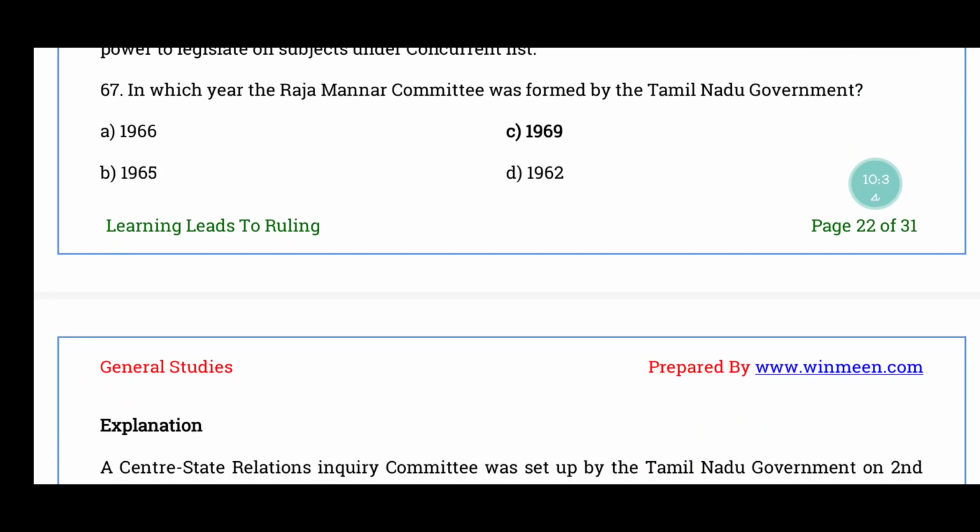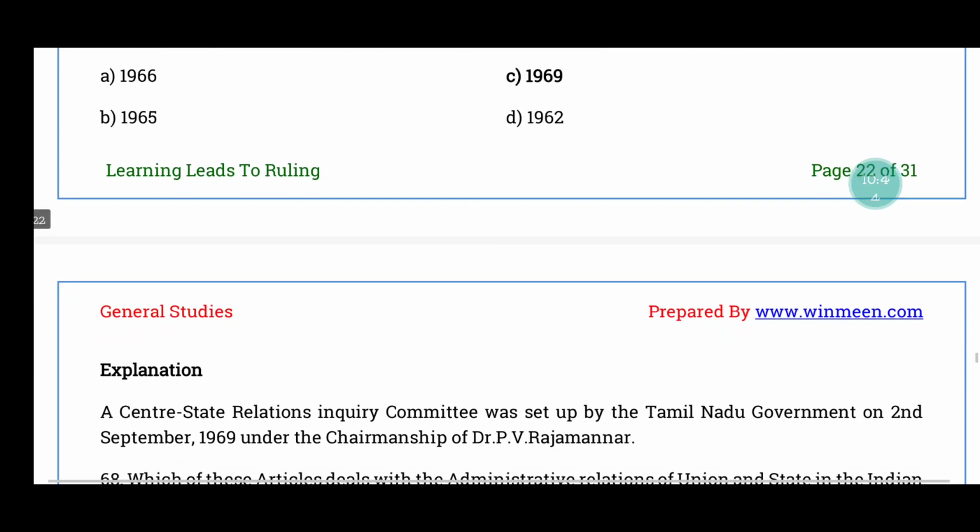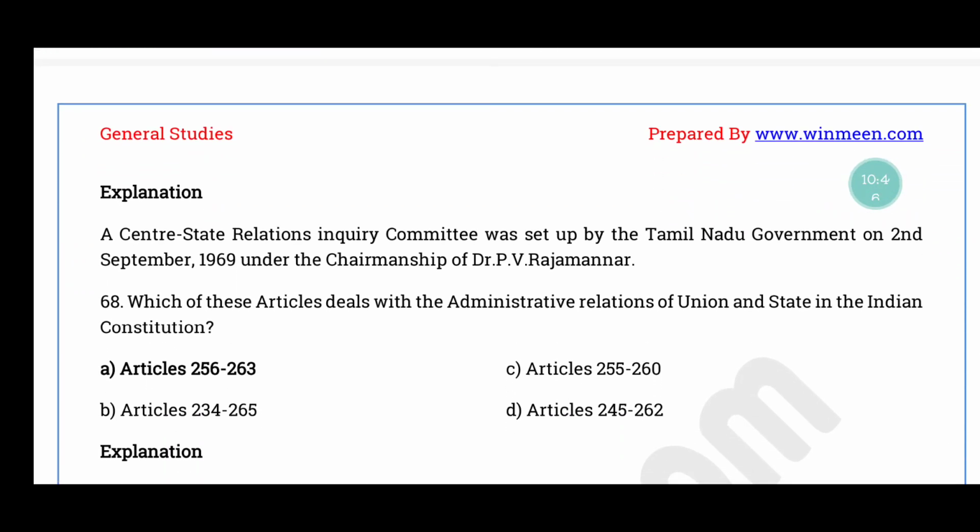Question number 67. In which year the Rajamannar Committee was formed by Tamil Nadu government? The correct answer is option C, 1969. Center State Relationship Enquiry Committee was set up by the Tamil Nadu government on 2nd September 1969. It was under the chairmanship of Dr. P.V. Rajamannar.